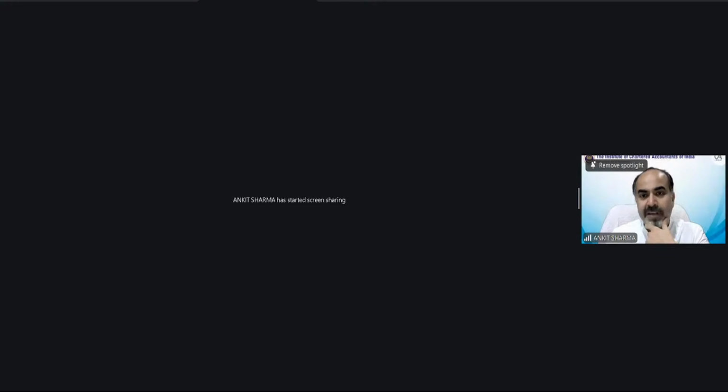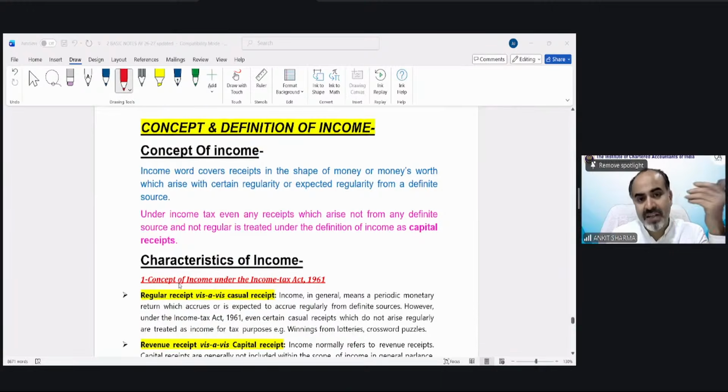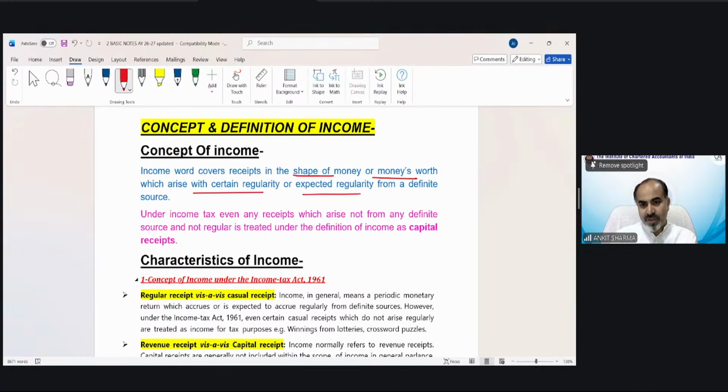Now, concept and definition of income. Because we are discussing the Income Tax Act, until now we did not discuss the definition of income. The concept of income says the income word covers receipt in the shape of money or money's worth. So income could be monetary or non-monetary, which arises with certain regularity or expected regularity from a definite source of income. Technically, there are three main ingredients to become an income. Whether it's monetary or non-monetary, there should be some regularity or expected regularity.